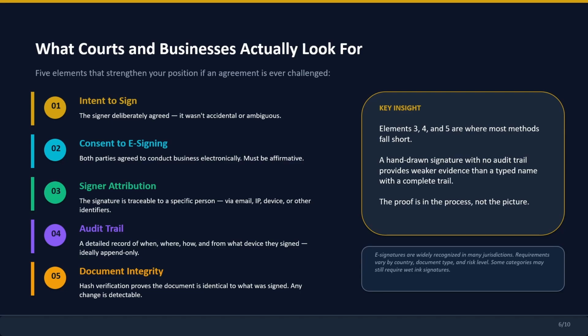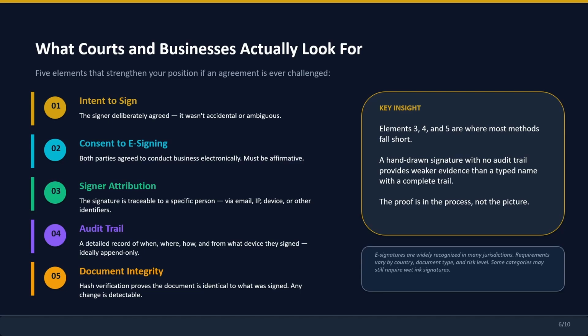Number two, consent to electronic signing. Both parties agreed to conduct business electronically. This needs to be affirmative. You cannot just assume it. Number three, and this is where most common methods fall short, signer attribution. The signature needs to be traceable to a specific person through email verification, IP address, device information, or other identifiers.